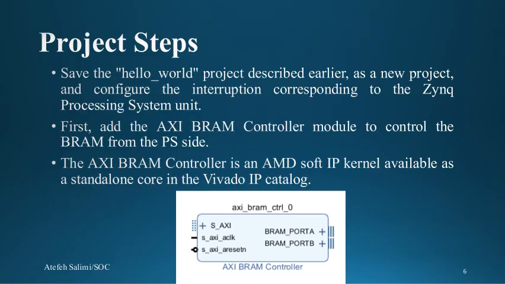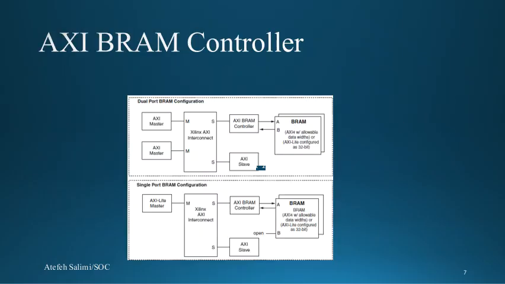There is no need for applying a new change. But if you want to have just a single port, you should go to the configuration and apply changes. As you could see, the inside of the BRAM controller is shown here, and it could be used as a dual port controller or a single port controller, which is shown in the second figure.